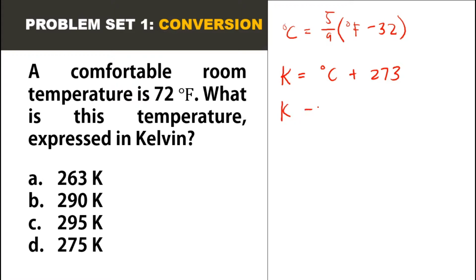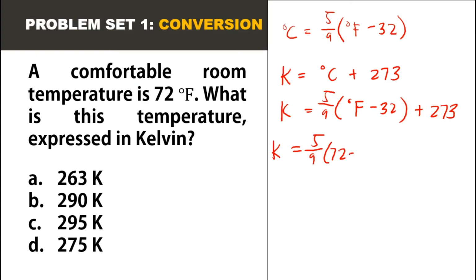So Kelvin is equal to, we can substitute the value for degrees Celsius here, 5/9 times the quantity degrees Fahrenheit minus 32, plus 273. This is the relationship between Kelvin and Fahrenheit. So we can substitute the value: Kelvin is equal to 5/9 times, for degrees Fahrenheit you have given here 72 minus 32, plus 273. So get your calculator to compute this.